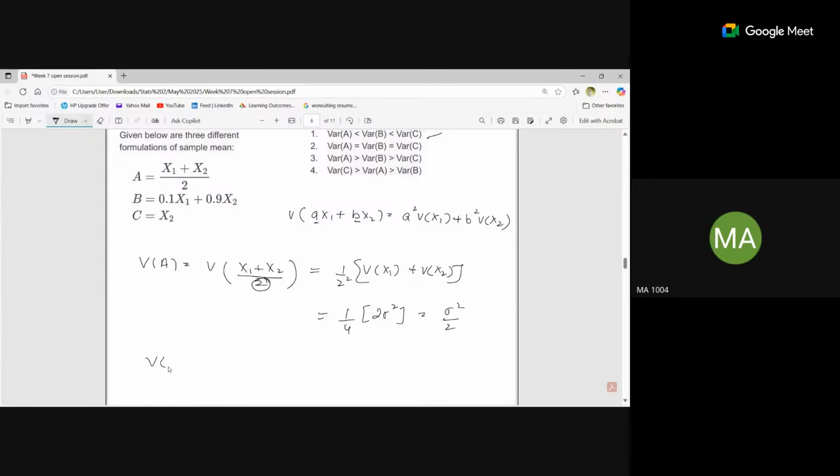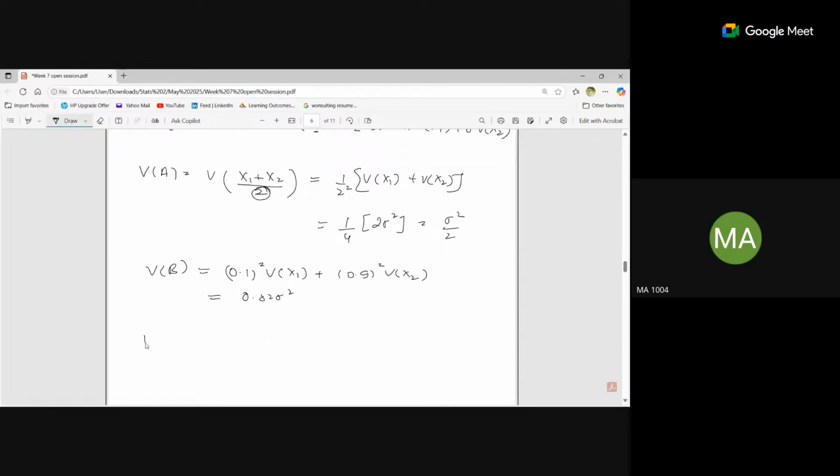Similarly, you'll find the variance of B. So what is variance of B? 0.1 square plus 0.9 square, which is 0.82, times sigma square. Now variance of C is basically what? Sigma square only. Yeah. So if you see here, variance of A is sigma square by 2, variance of B is 0.82 into sigma square, and variance of C is the original sigma square.